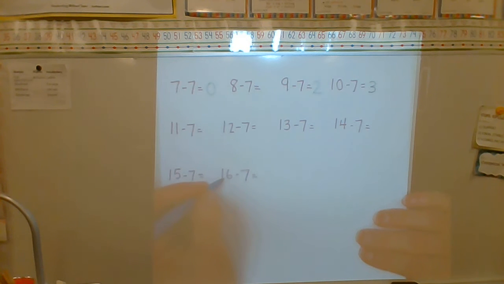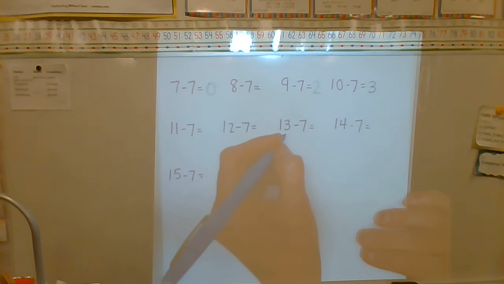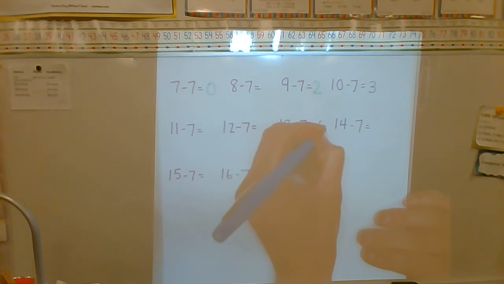That's right. 16 minus 7 equals 9. And if we add back across, we see that we're right. 9 plus 7 is 16. Which of these problems has a difference of 6? 6. That's right. 13 minus 7 equals 6.